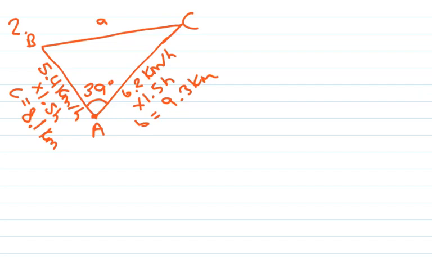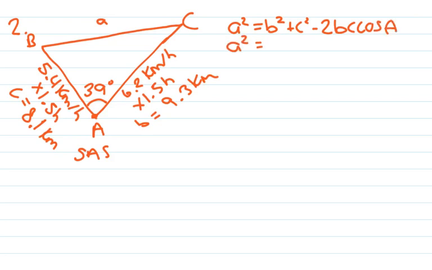So I know side angle side. So that means I can use the cosine law to find side A. So A squared equals B squared plus C squared minus 2BC cos A. So A squared equals 9.3 squared plus 8.1 squared minus 2 times 9.3 times 8.1 times cos 39.